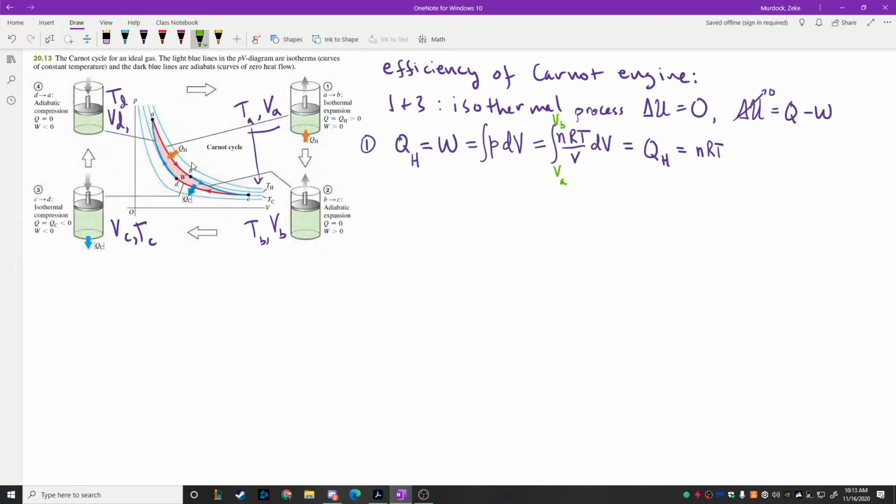We pull that out. R is constant. So we're just doing dV over V. What's that integral going to give us? Natural log of VB over VA. That's right.